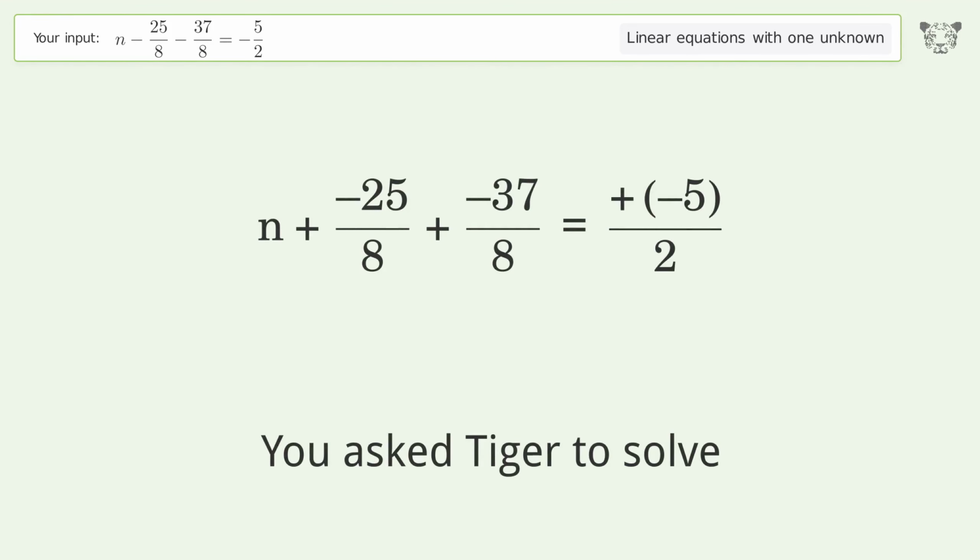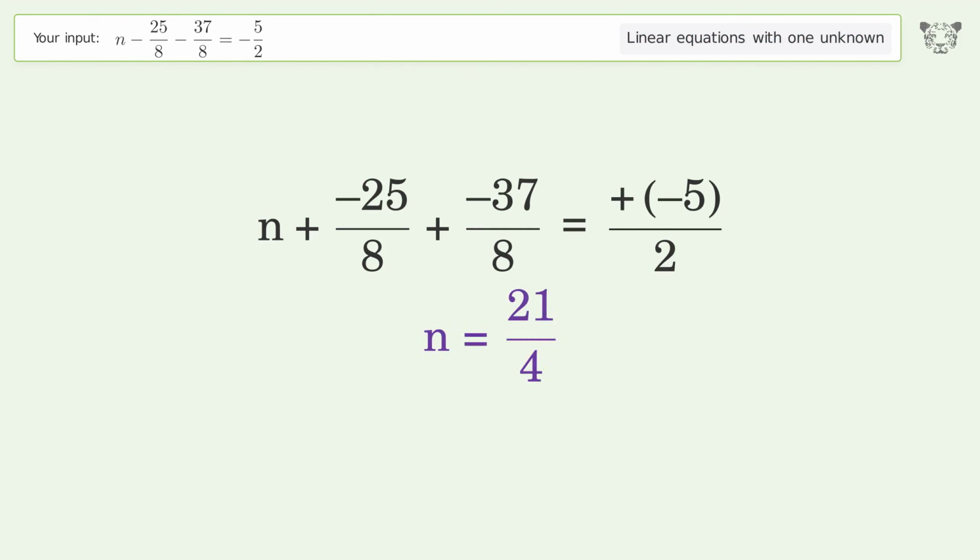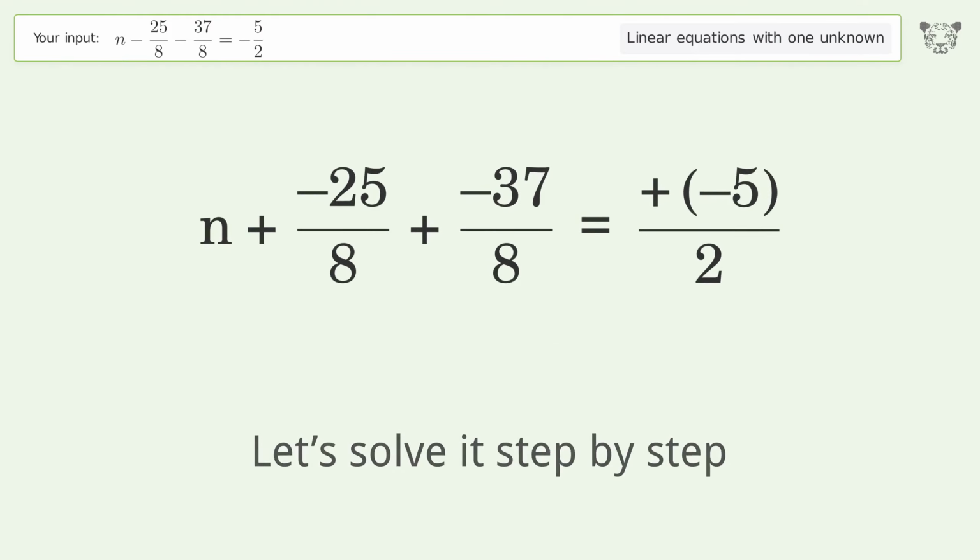You ask Tiger to solve. This deals with linear equations with one unknown. The final result is n equals 21/4. Let's solve it step by step.